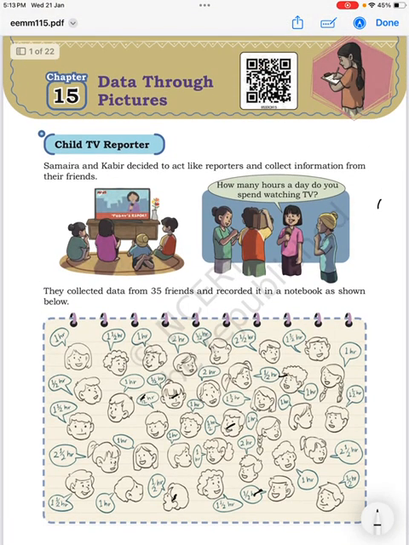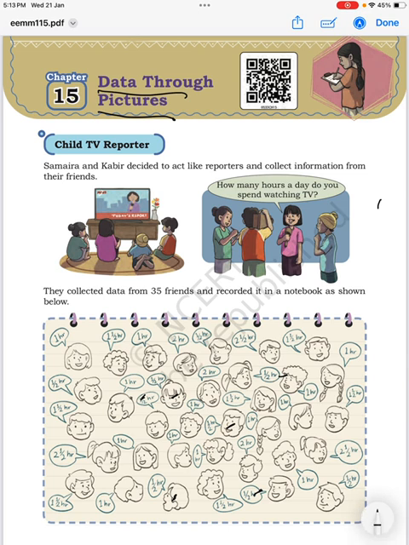Hello dear student, today in this video we will solve chapter number 15. The name of the chapter is data through pictures. So dear student, in this chapter we will try to learn how to read the data given in the pictures, or you can say in different charts.